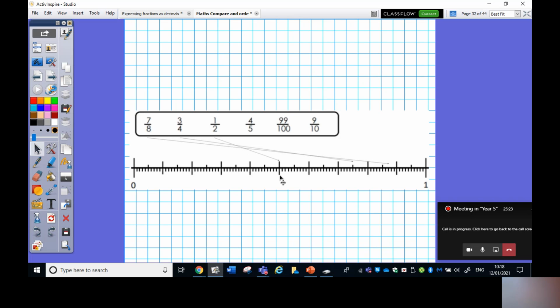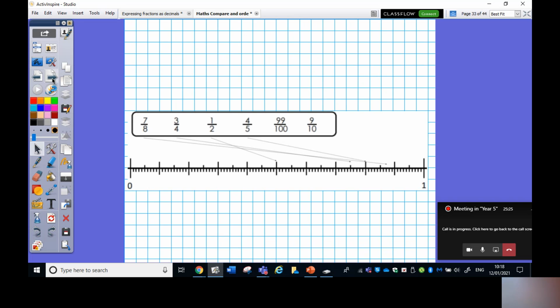Half, that's easy. We can visualize that quite easily. 4/5 is the equivalent of how many tenths? Yeah, 8 tenths. Well done. And 99 hundredths would be here because it's 1 less than 100. And then 9 tenths here. Fortunately, our line is divided equally into 10 parts. Good job.